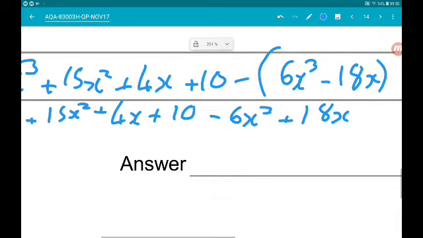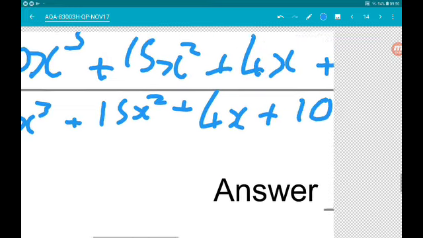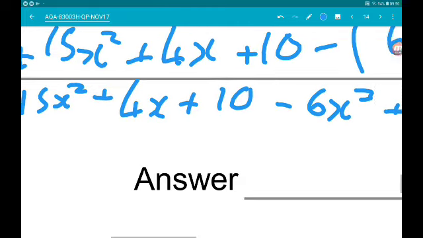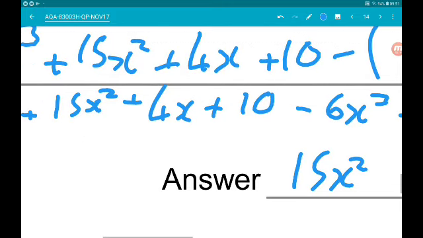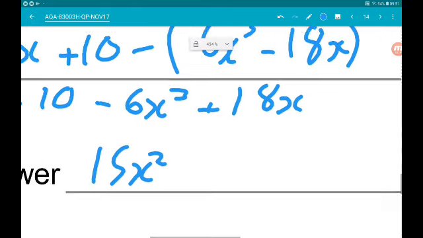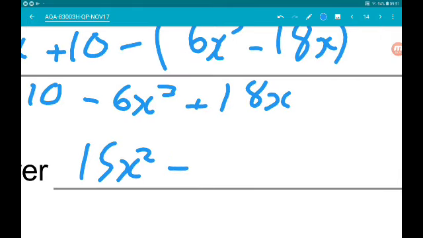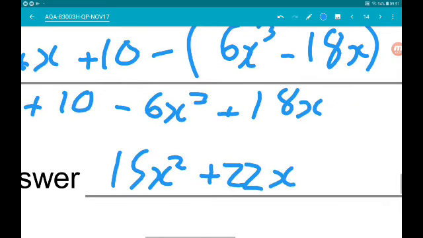So what's going to happen here then? 6x cubed cancel out. So we got 15x squared. And then we got 4x add 18x. So that's 22x. And then we got plus 10.